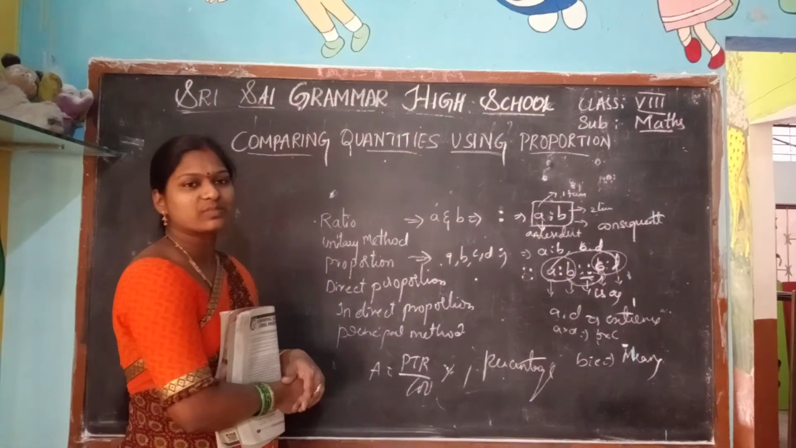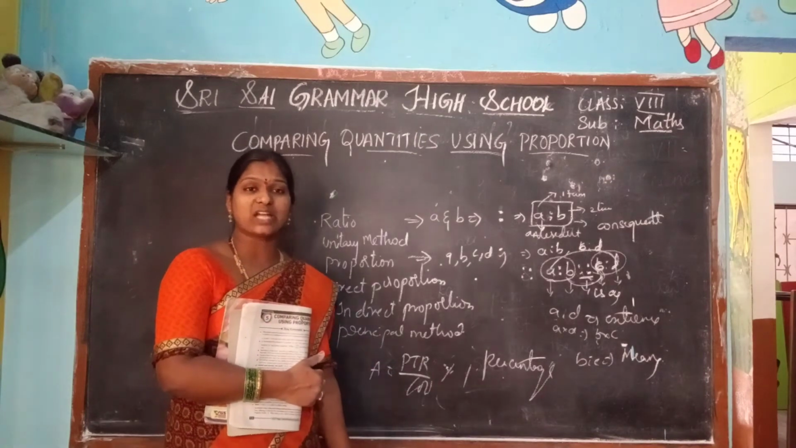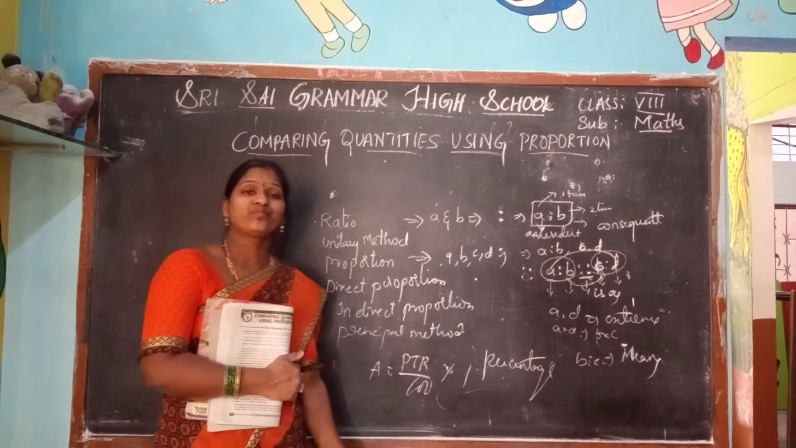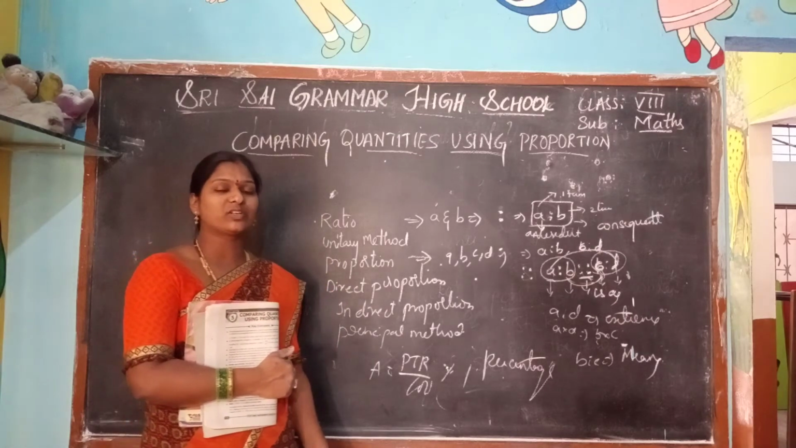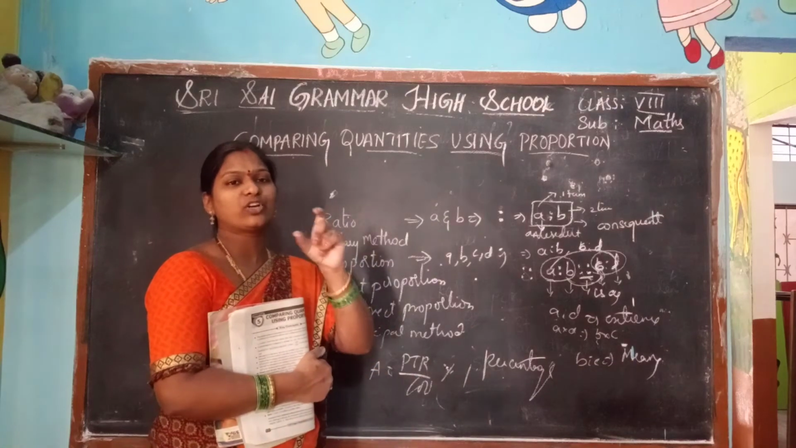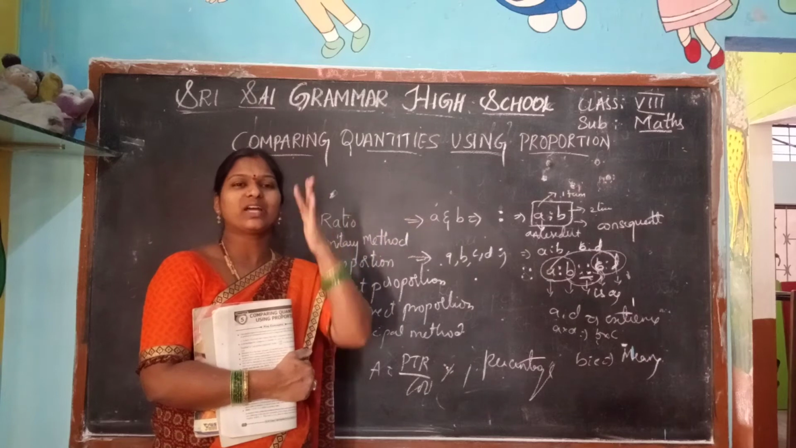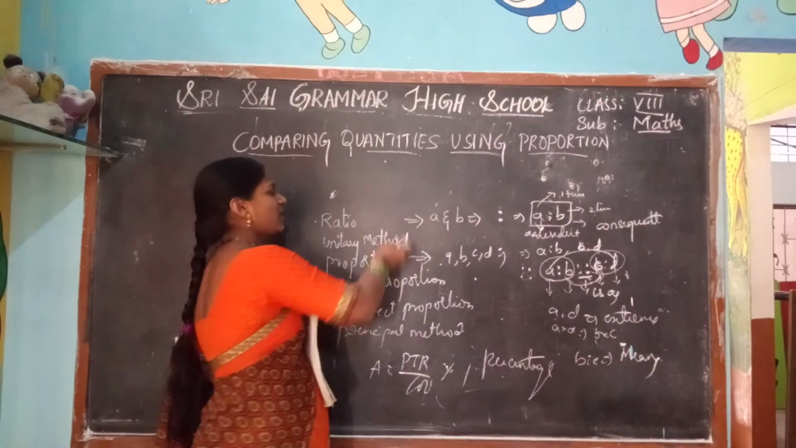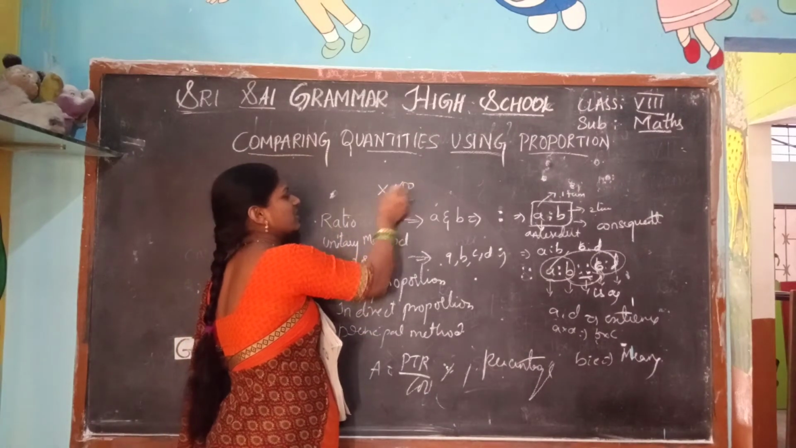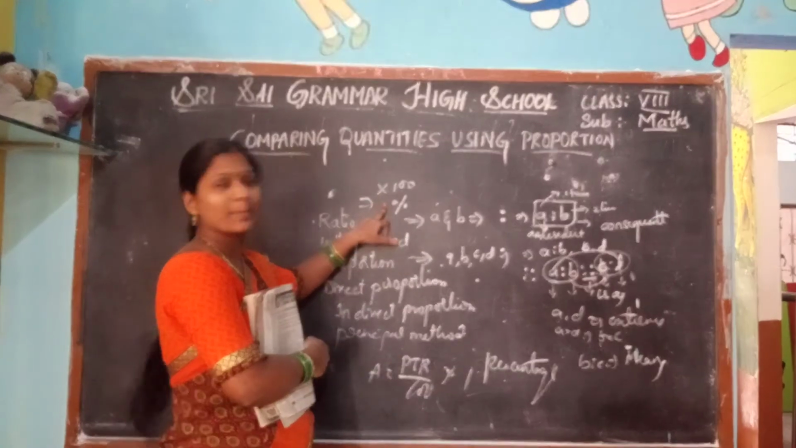Here in the principal method we have learnt about PTR by 100. The percentage is used for the amount of the cost, where we are going to multiply with 100. And at last the total amount will be presented in the given percentage.